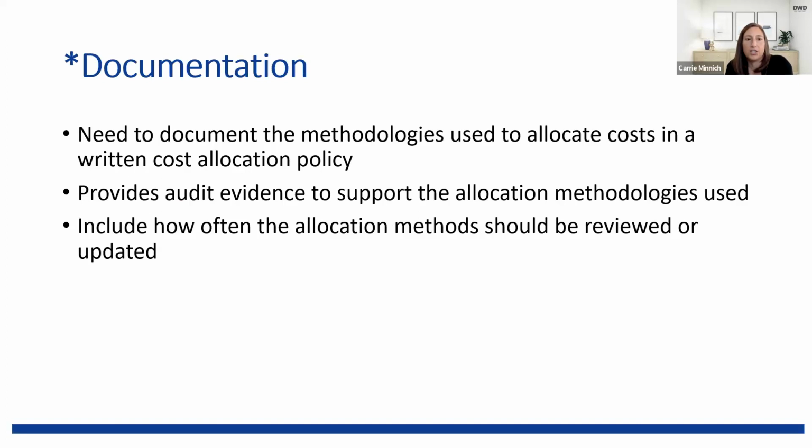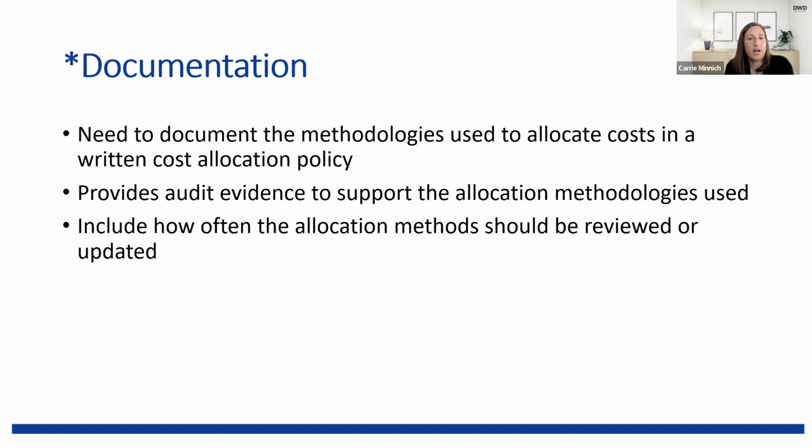And then finally, documentation. We should have a written policy in place documenting the methods that we use to allocate these expenses. If you don't currently have a written cost allocation policy in place, you really should consider putting one into place. Basically, it says how the organization is going to determine how expenses are allocated between program, management and general, and fundraising. We'll talk next about the different bases that can be used, but the organization needs to figure out what a good, reasonable basis is for your specific organization, and then document that.